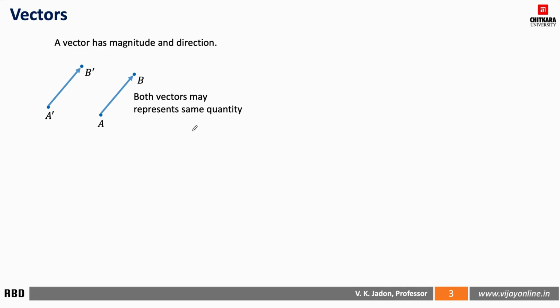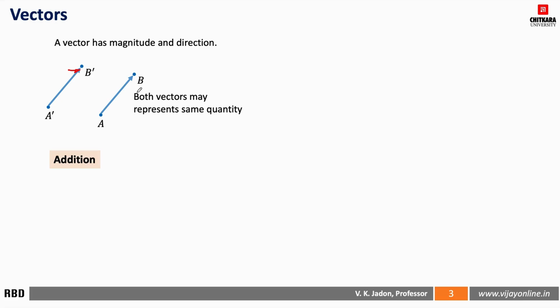Vectors are quantities that have both magnitude and direction, such as velocity, force, or displacement, as we know. We represent a vector with an arrow where the length indicates the magnitude and the arrowhead represents the direction. And here I have represented two vectors, A dash, B dash, and AB. Both vectors may represent the same quantity because the magnitude and direction are both the same.